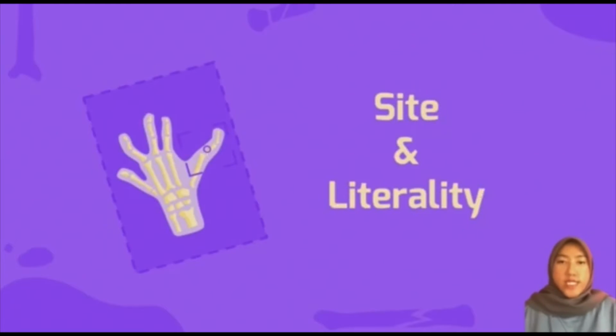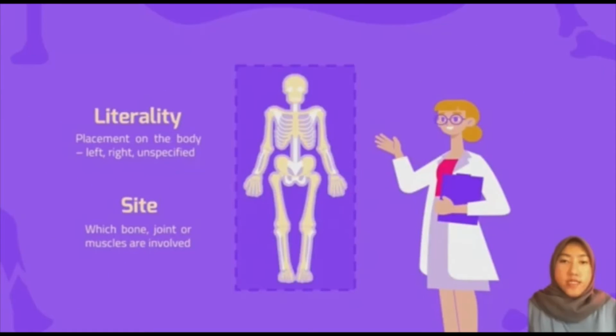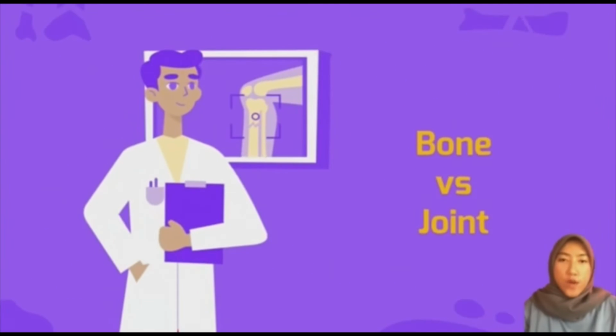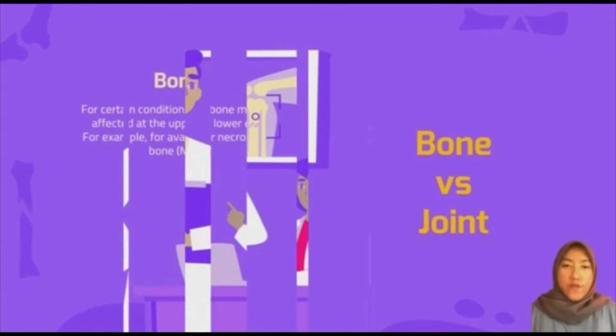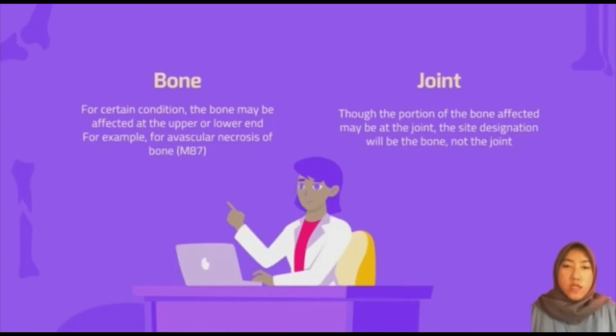Now, let's look at site and laterality for Chapter 13. Site is the involvement of muscle, bone or joint, while laterality means placement on the body, for example, left, right, or unspecified. Now let's look at bone and joint. For some conditions, the bone may be affected at the lower or upper end. Although the portion of the bone affected may be at the joint, the site designation will be the bone, but not the joint.